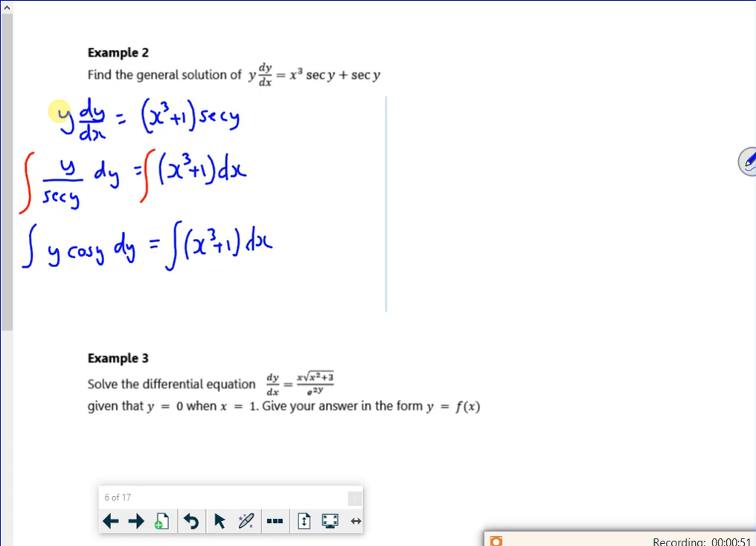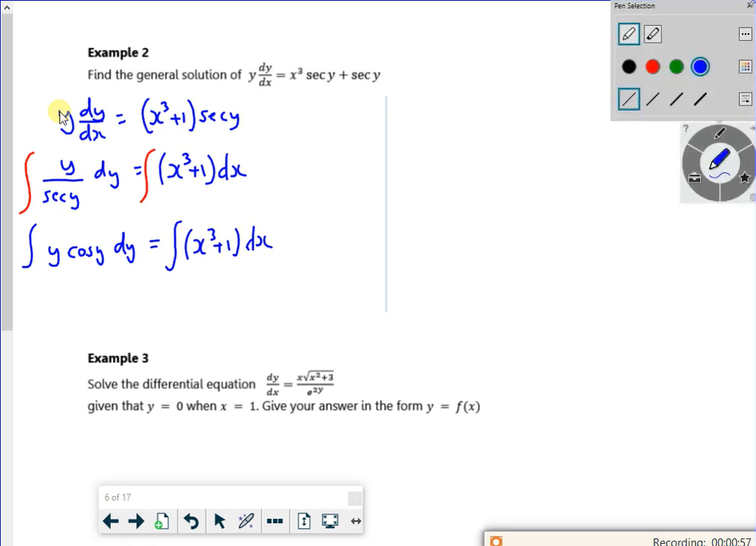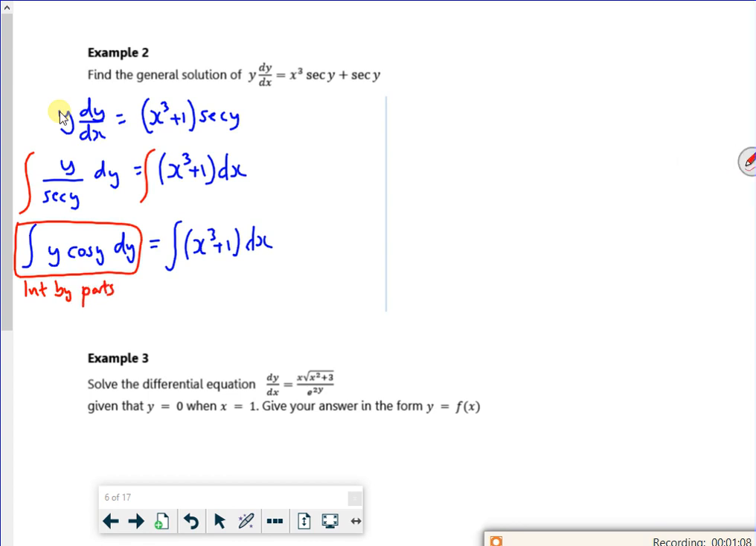Right, so here's my issue. I now need to do integration by parts, because if you look at it, I've got something that nicely reduces down. So this bit here gets integration by parts. So let's do that here a little bit.